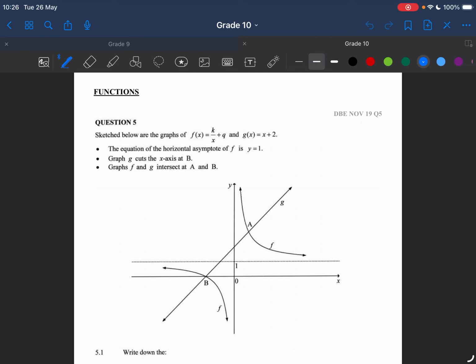Alright, so in this paper, we're going to look at functions or past paper questions, specifically a November paper from 2019. So let's have a look here. We have two graphs that are sketched on our Cartesian plane. f of x is equal to k over x plus q. When we see x on the denominator, that is a hyperbola.